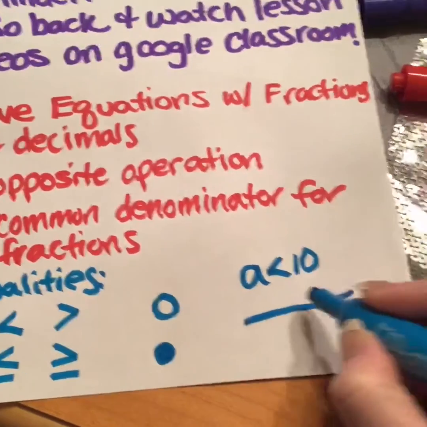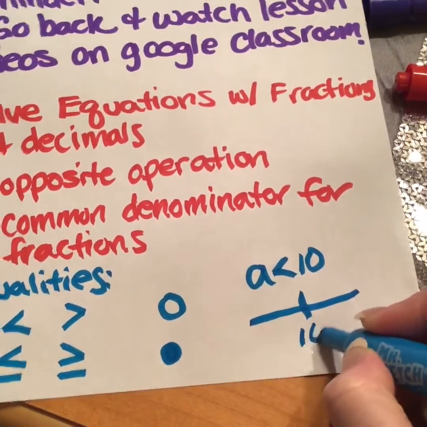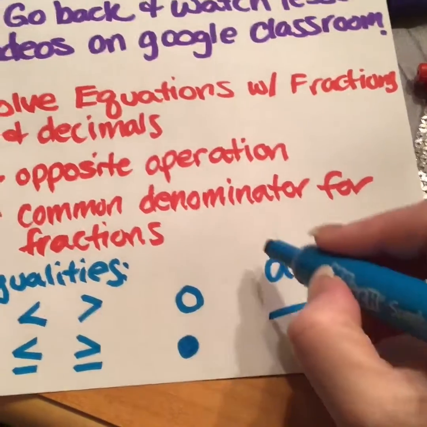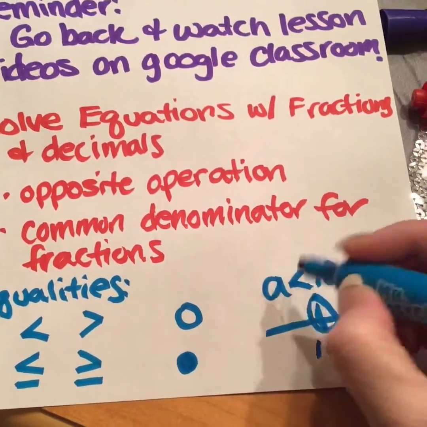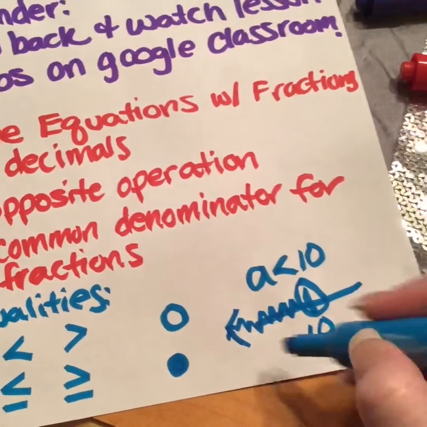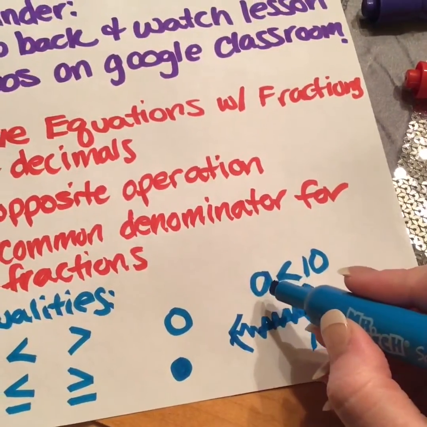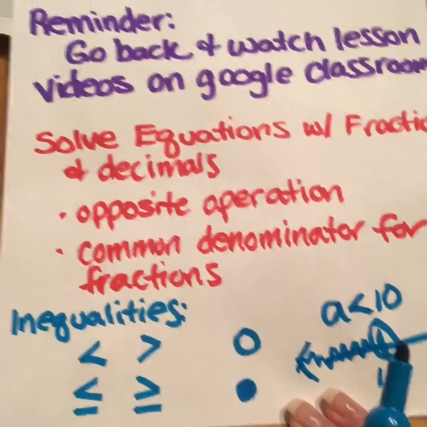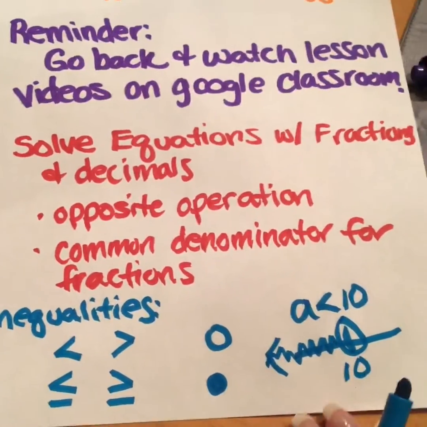So on your number line, on number 10, you know it's going to be an open circle because there's no equal to line. And then all the numbers that A could represent are going to be less than 10. So be sure you shade the proper way. Find the letter and see which side of the sign it is touching. That should help you out.